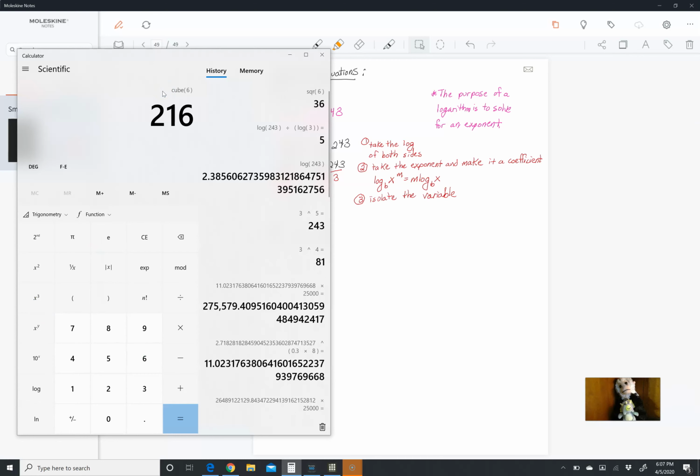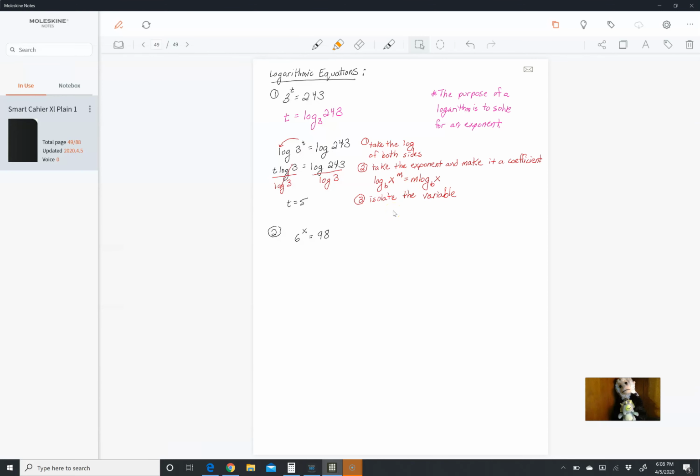So 6 to the x equals 98. That x is somewhere between a 2 and a 3. A 2 is too low, a 3 is too high. So that means that x is a decimal. So we can't really solve it using this brute force method. It would take a really long time. So we're going to use this other method where we take the log of both sides.